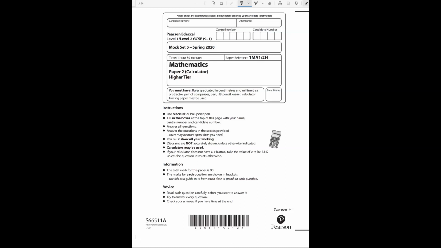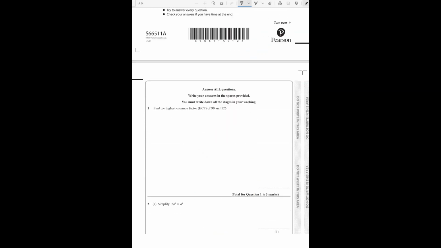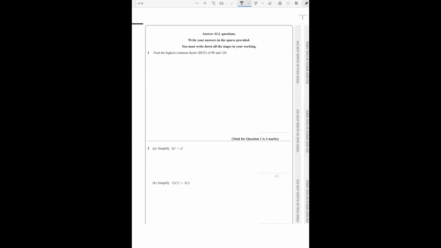So this is paper 2 of your autumn mock. Obviously this is a calculator paper. Let's see how we get on. So, question 1. What have we got?